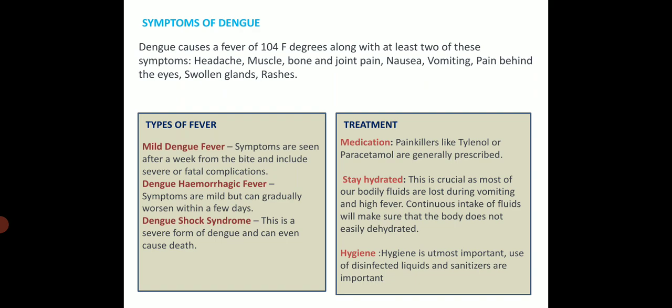Coming to the treatment, first one, medication, that is painkillers like Tylenol or paracetamol are generally prescribed. Stay hydrated, that is crucial as most of our body fluids are lost during vomiting and high fever. Continuous intake of fluids will make sure that the body does not easily get dehydrated. Hygiene is very important, use of disinfectant liquids and sanitizer is important.